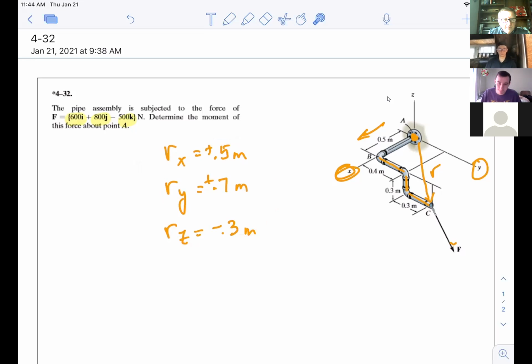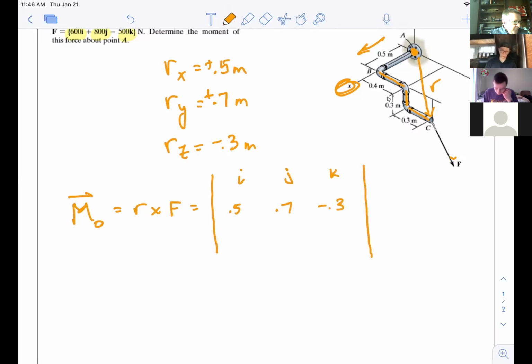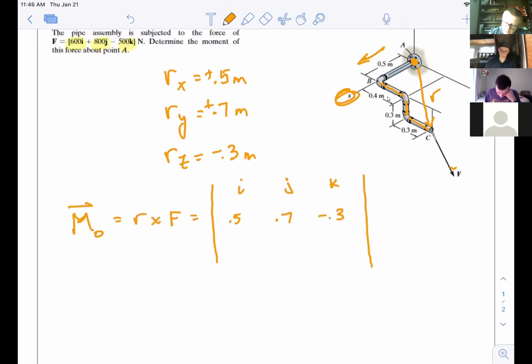What does R cross F mean? It means write yourself out a matrix. Put an I here, a J here, and a K here. Remember, those are just symbols that help you remember what's X, what's Y, what's Z. And then the next row is RX, RY, RZ. So 0.5, 0.7, negative 0.3. And the next row is all the forces. Force of X, 600. Force of Y, 800. Force of Z, negative 500.